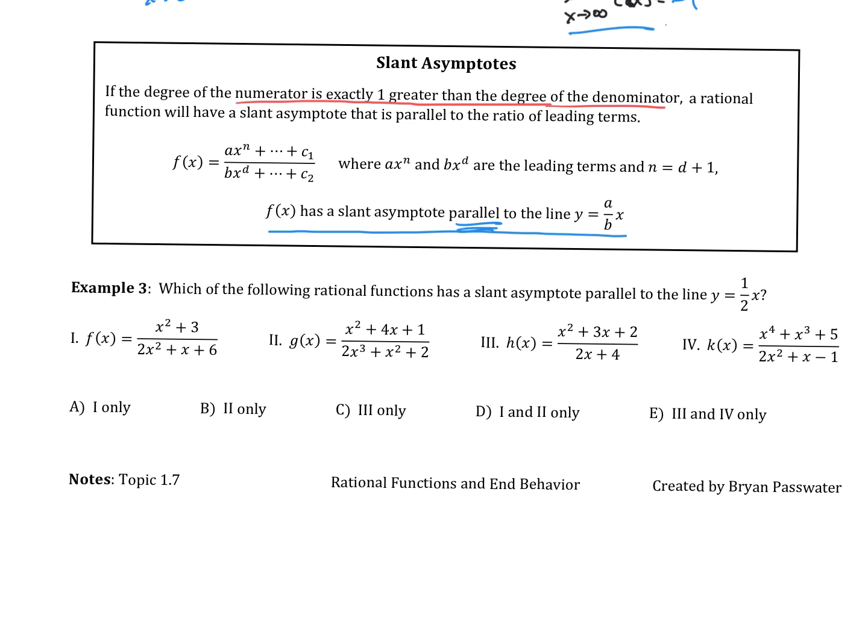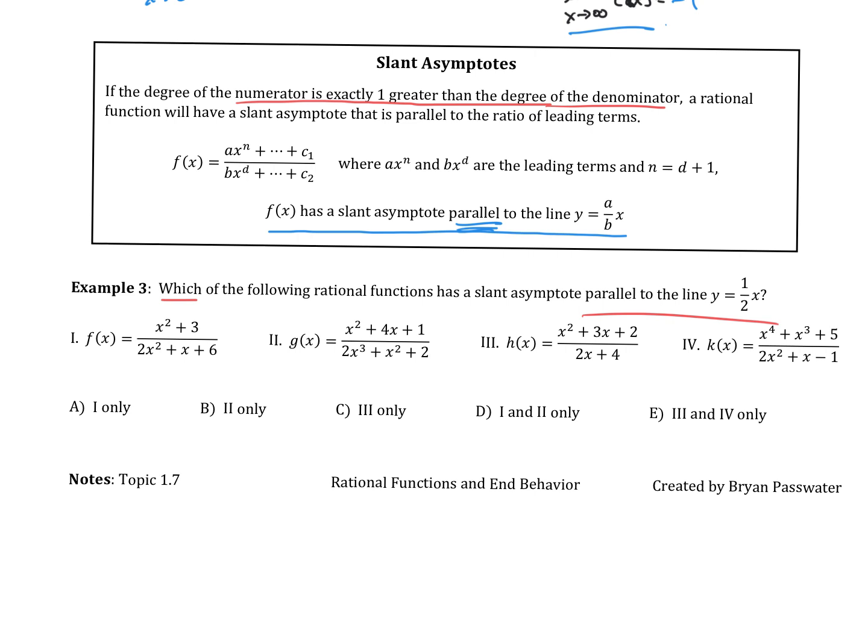All right, so let's look at this one. Robert's going to read for us. Which of the following rational functions has a slant asymptote parallel to the line y equals 1/2 x? All right, so parallel to that line. Let's look at number 1.